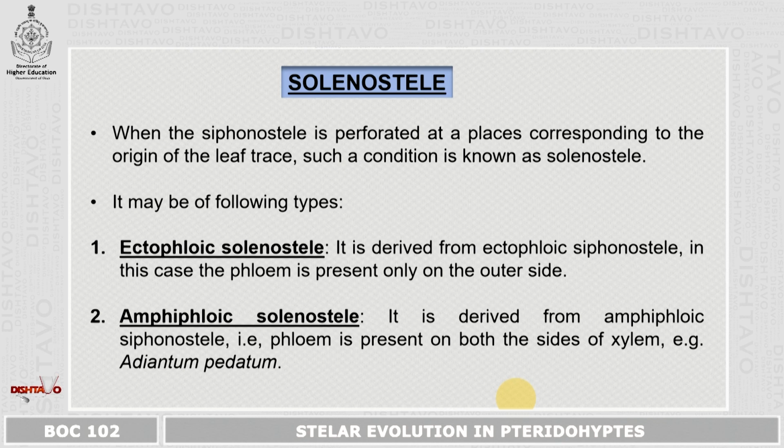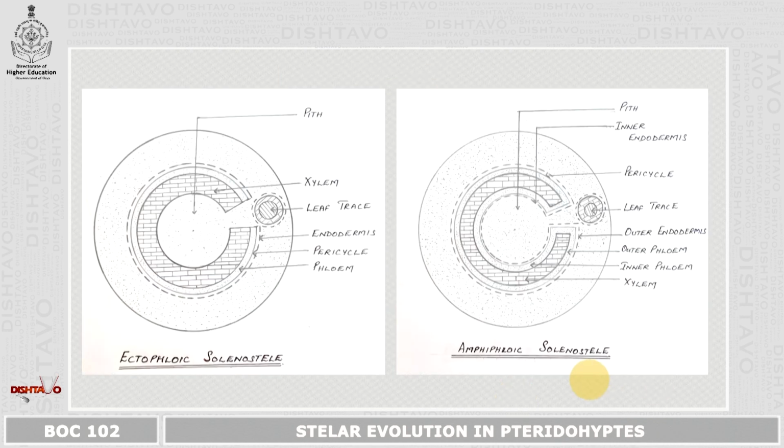Coming to the next one, solenostele. When siphonostele is perforated at places corresponding to the origin of a leaf trace, such a condition is known as solenostele. Again, like before, it is distinguished into two categories: ectophloic solenostele and amphiphloic solenostele. Again, it lies on the same line. Now, how is it different from siphonostele? In siphonostele you had the xylem and the phloem continuous, whereas in solenostele you have this perforation, and the perforation is at the leaf trace.